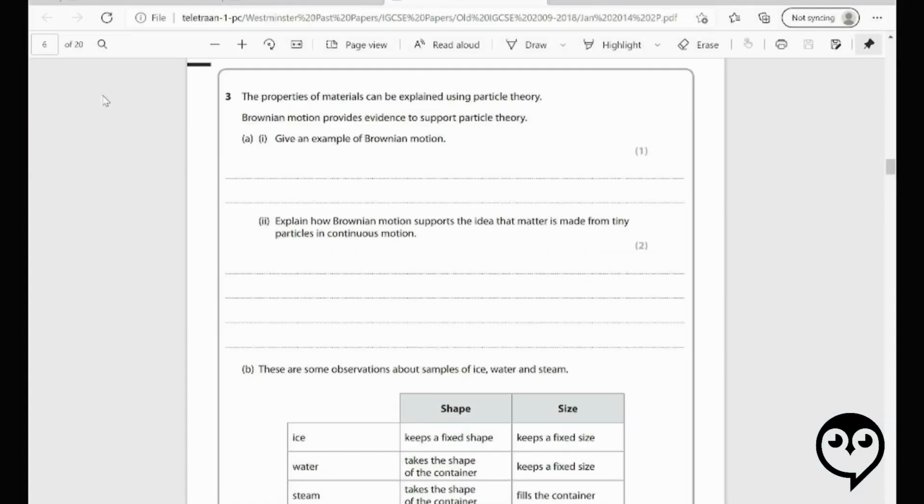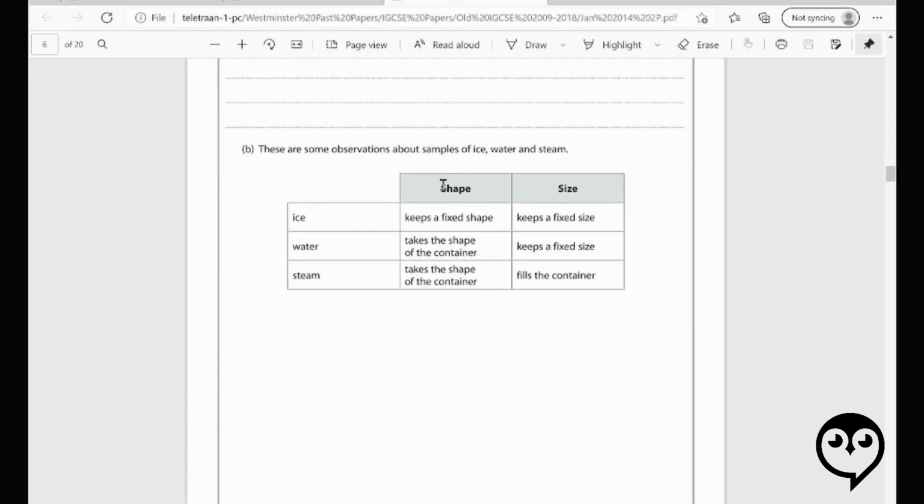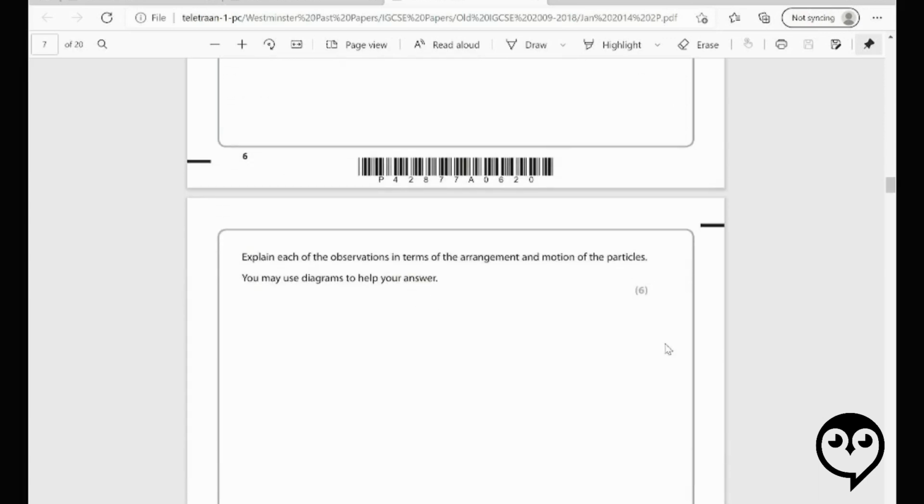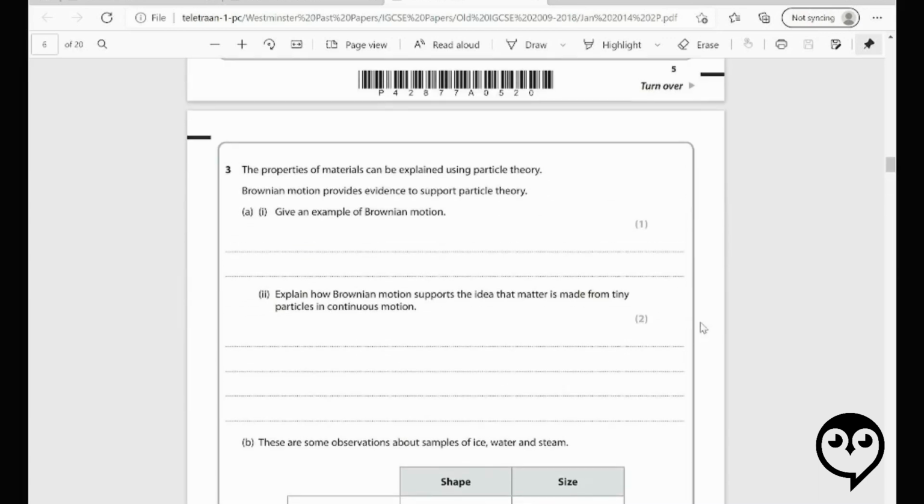I've got a quick question on Brownian motion here. This is from January 2014, paper 2 at Edexcel. I'm not going to get into observations about solids and liquids and that sort of thing, arrangement of particles. I think that's something that's covered adequately in the base curricula from iRevise. What I want to talk about is the Brownian motion here. An example of Brownian motion, maybe you could talk about little smoke particles floating in the air, or little particles of pollen floating on top of the water. Maybe you've seen this before.